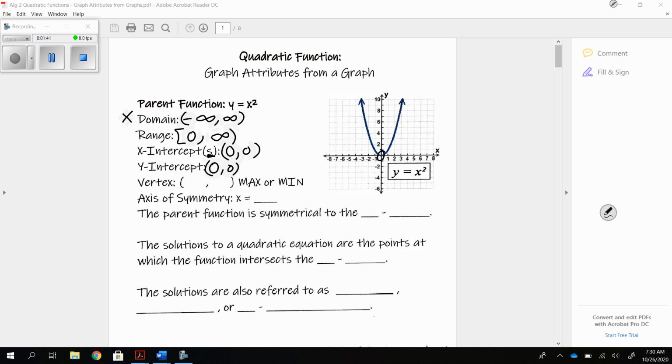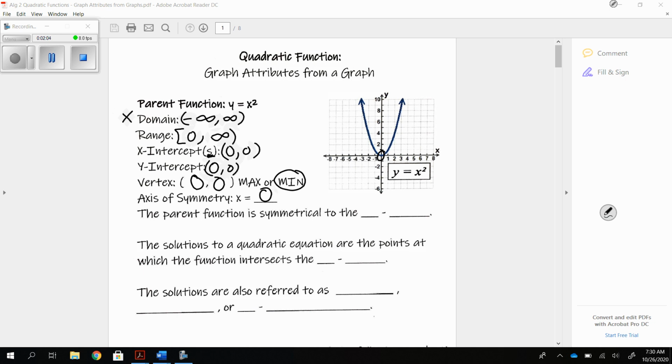Okay, our vertex, we learned from a unit a while back, is the lowest or highest point in the graph. We see the lowest point is also 0, 0, and that it is a minimum graph. There's a low point and everything else goes up. The axis of symmetry is also 0.